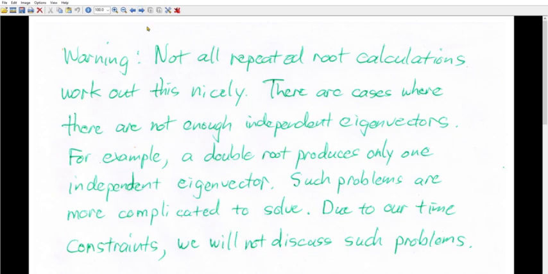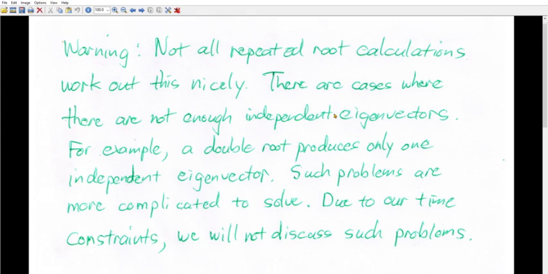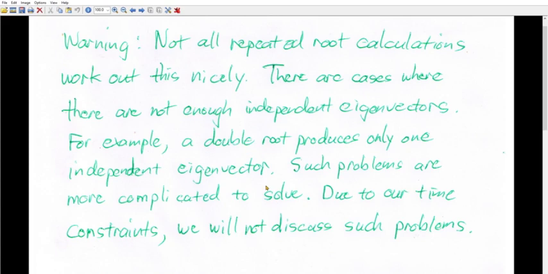So let me give you a bit of a warning here, because this was a nice problem that I set up. Not all repeated root calculations work out this nicely. And in particular, there are cases where there aren't enough independent eigenvectors for the repeated roots. So specifically, you can imagine a problem where you have a double root, but you might only find one independent eigenvector. That can happen. Such problems are more complicated to solve. And due to our time constraints, we will not discuss such problems.